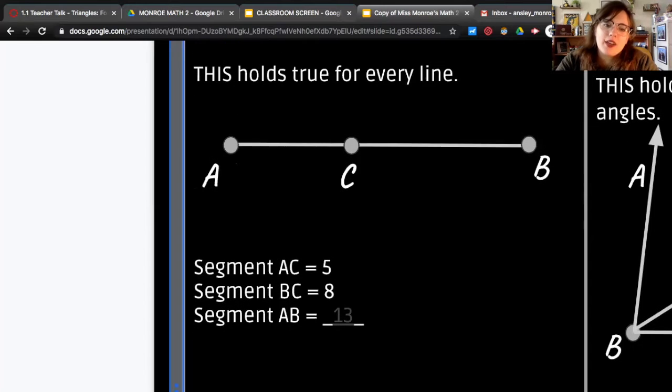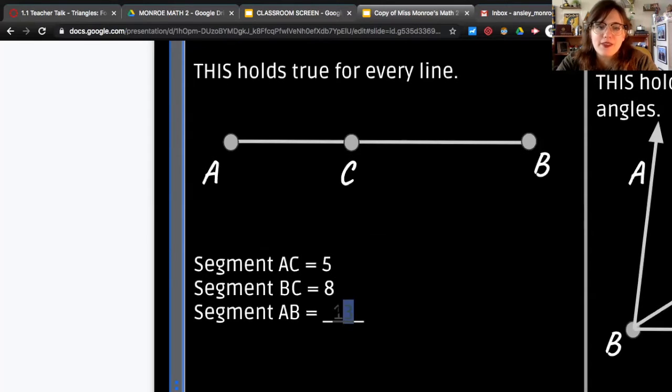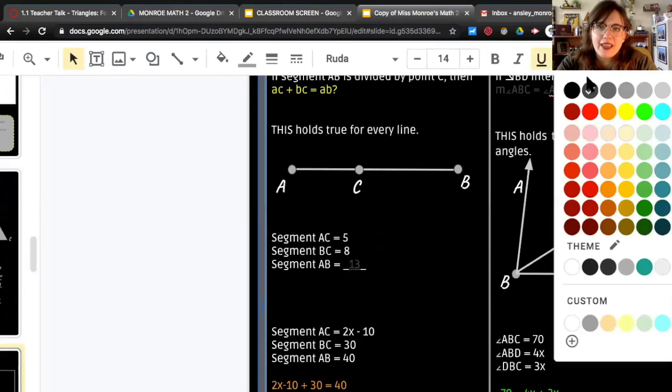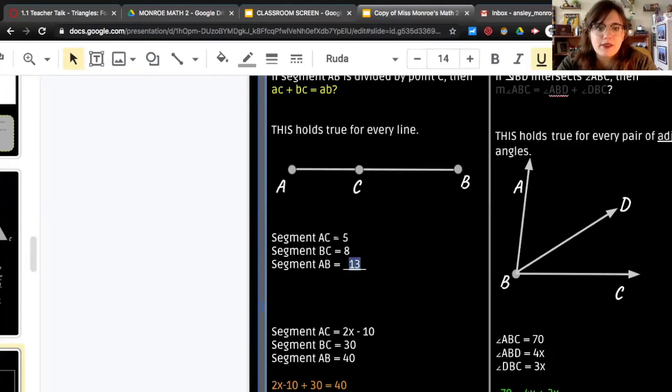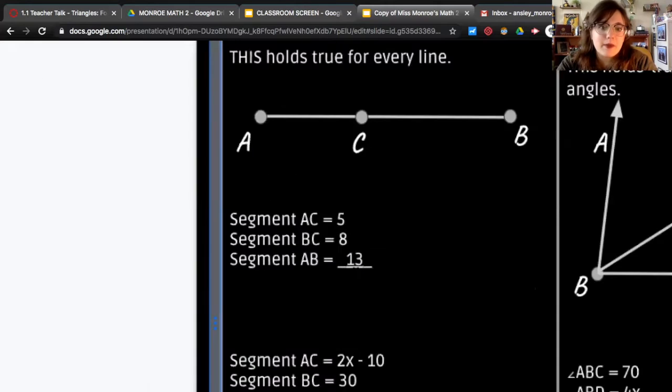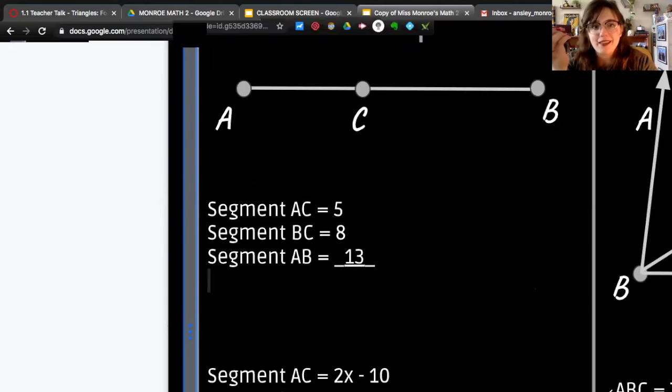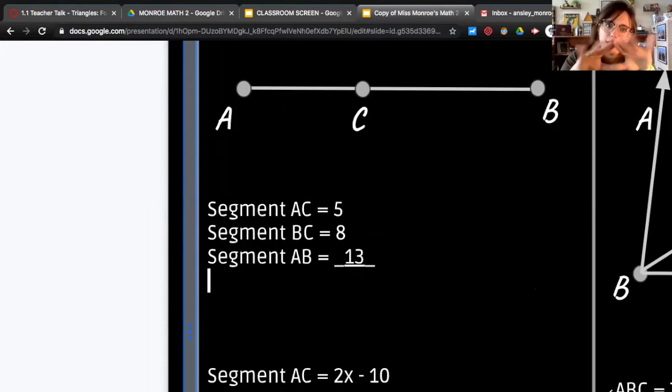So our examples are if segment AC is 5 and segment BC is 8, then segment AB is 5 plus 8 to give us 13, because this side plus this side gives us the entire line.